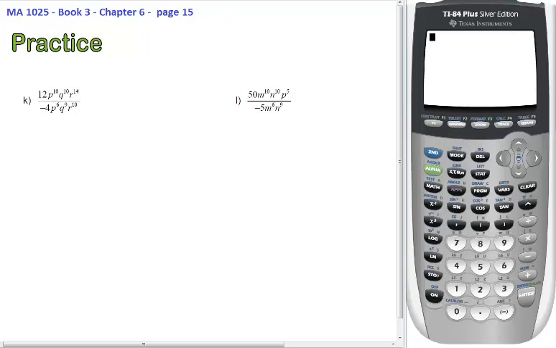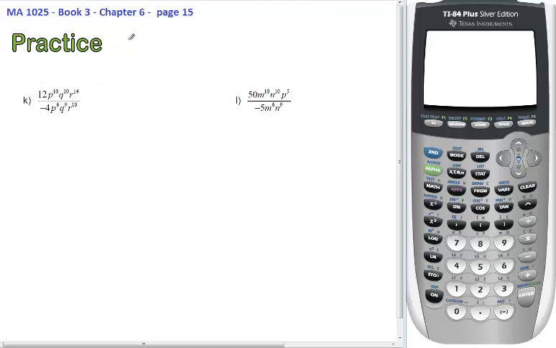Good day, students. Today we're going to look at a solution to a couple more of your practice problems. These are found on page 15 in chapter 6. That's the first chapter in book 3 of your Math 1025 booklets, and this one deals with division of terms with exponents and how you simplify.